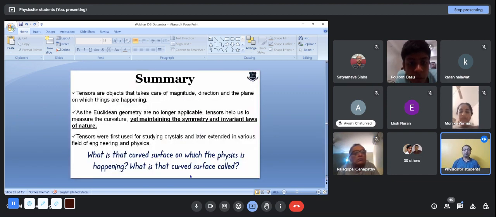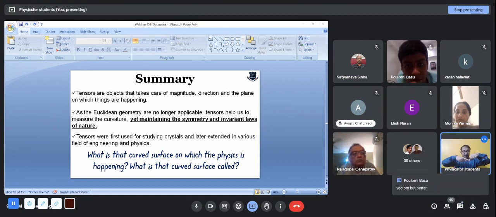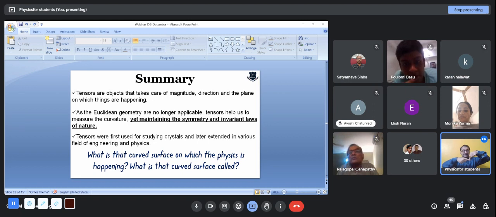What we understood from here is that tensors are objects that can take care of magnitude, direction, and plane. Remember, vectors have magnitude and direction, but they cannot say on which surface of the crystal it is taking place. That was not defined in vectors. But in tensors, we can do that. We can say that x and y is taking place, and this x and y is happening on the z plane, on the other part of that.